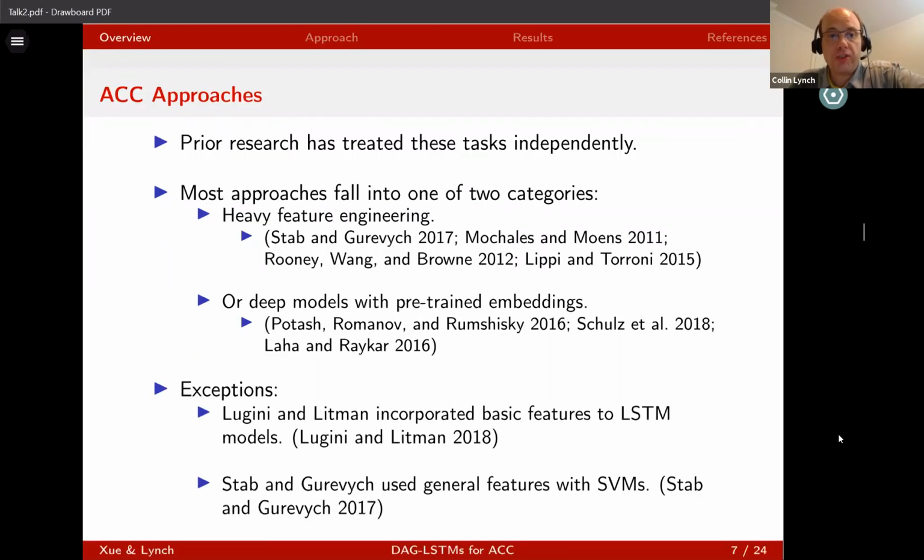Notable exceptions to this rule, however, are the work of Lugini and Litman, which incorporated some somewhat domain-specific features into an LSTM system, a standard LSTM for classification, and Stab and Gurevych, who use domain general features with support vector machines to classify the arguments.